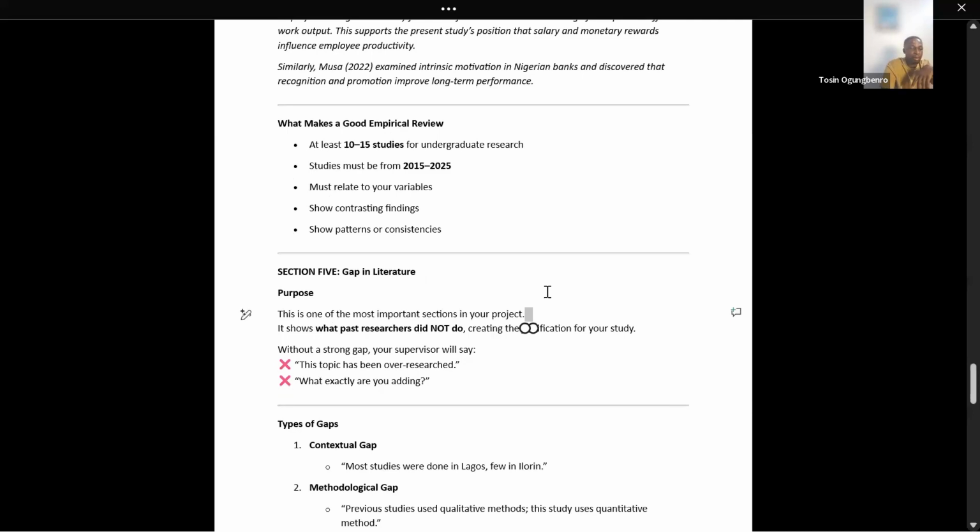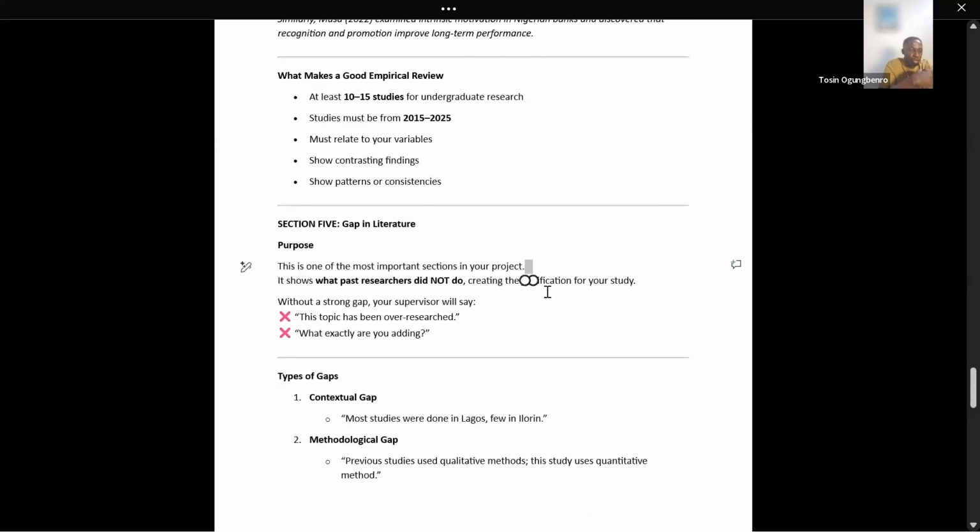So the last factor, which is gap in literature. The purpose is this: it is one of the most important sections in your project. It shows what past researchers did not do. For instance, you are researching a topic, and even though that topic is well researched, it might not have been researched in your region. So that is a gap.